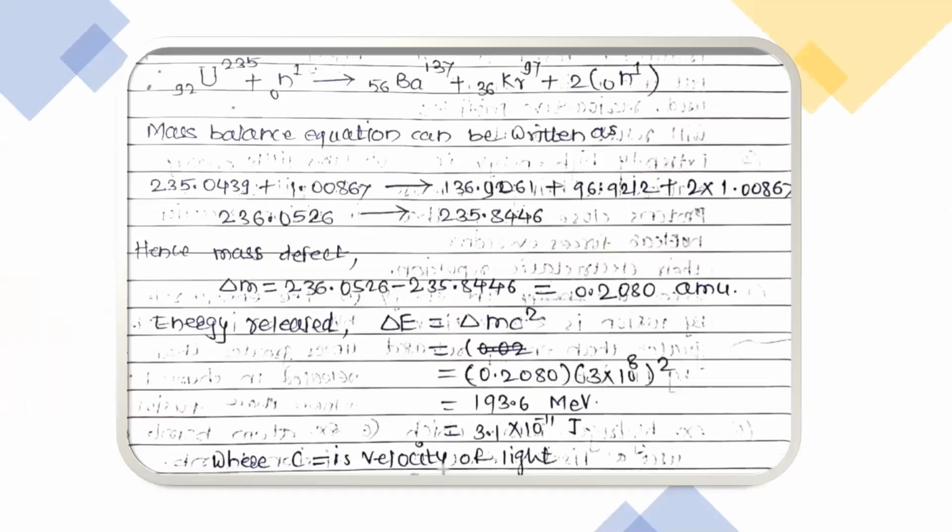So this is one example of nuclear fission reactions. This is your uranium. As you see, the atomic number is 92 and the mass number is 235. When bombarded with neutrons, a chain reaction is performed. The first element is barium, 56 and 137, and this is krypton, 36 and 97, and 2 neutrons are released, along with some amount of energy.